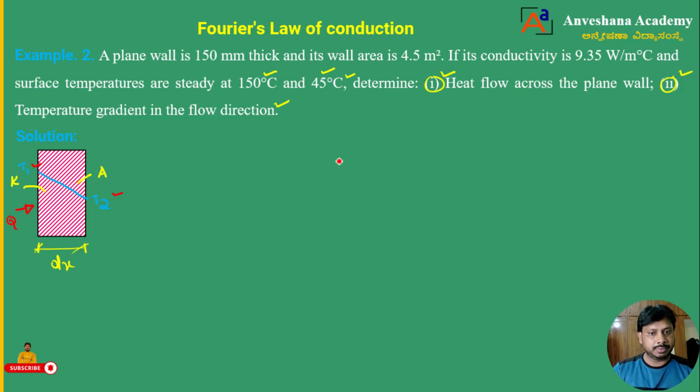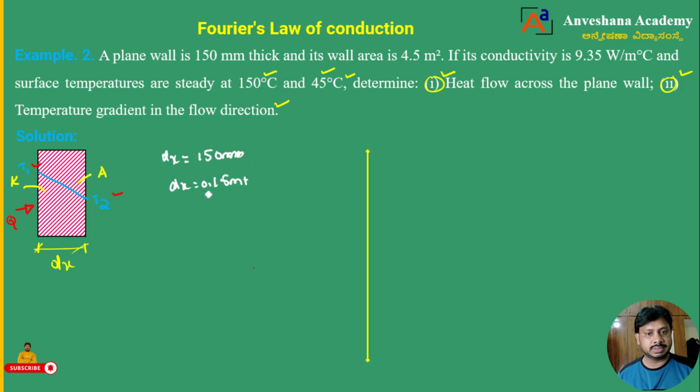Now first I will list out the given data. So what all things he has given? There is a plane wall, and that thickness I will take as dx. So dx is equal to how much he has given? 150 mm. Convert it into meter. Dx is equal to 0.15 meter. So 150 divided by 1000, we get 0.15 meter, you can mark.